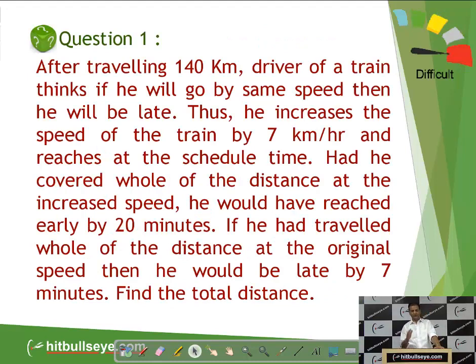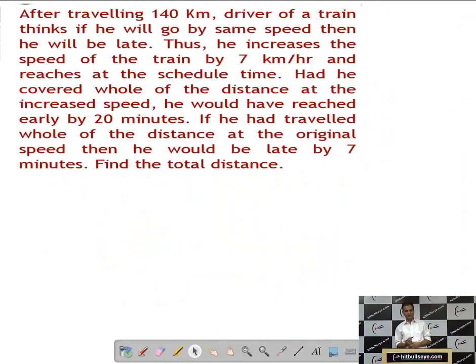After traveling 140 km, the driver of a train thinks that if he goes at the same speed, he will be late. Just go through it, students. After seeing this question, most students will skip it. But again, in this question there is a trick. This is a real CAT question. If you already know the concept, then after reading it will hardly take 10 seconds. I will tell you the trick later with the equation.